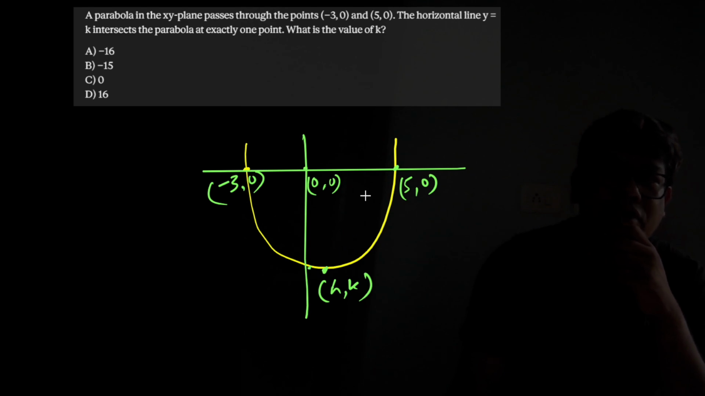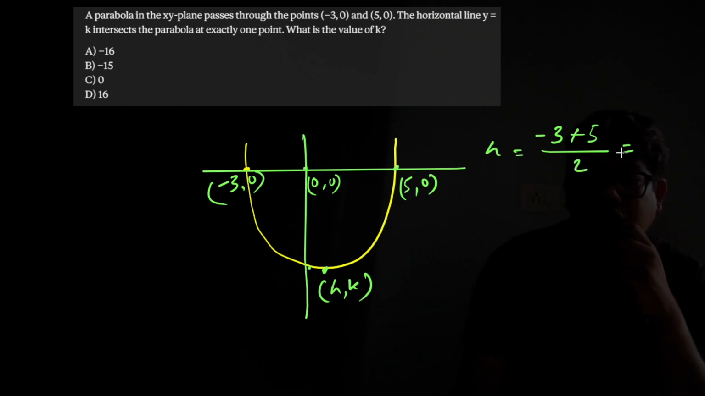Now again, if we need to find k, before that we can find h. For h it will be the midpoint of these 2 points. So we're going to write minus 3 plus 5 divided by 2. That will give us how much? 2 divided by 2 is equal to 1. So somewhere here, h is equal to 1.